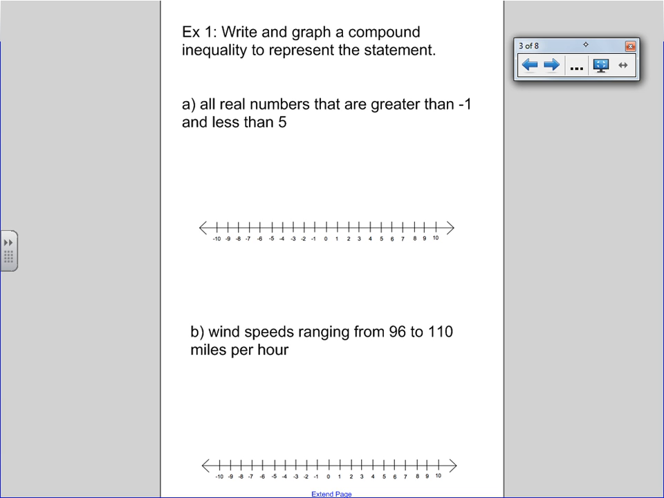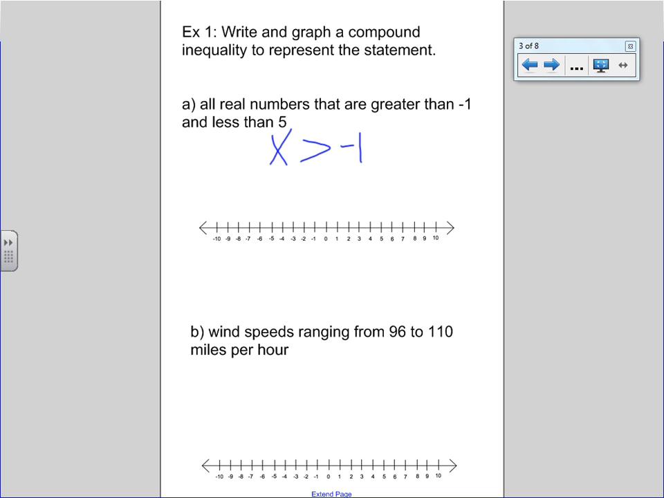Write and graph a compound inequality to represent the statement. All real numbers that are greater than -1 and less than 5. So all real numbers, we're going to represent that with x. So we're going to say all real numbers that are greater than -1. It doesn't say equal to, it doesn't say less than, it just says greater than. So we're going to say x is greater than -1.